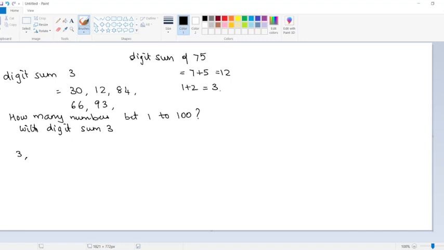Would someone like to share some numbers which have digit sum as 3? If we take 11, it will be 1 plus 1. So the digit sum of 11. No, total count, I guess. Count is 11 from 1 to 100. So 11 is not such a big number. Can we list out all the numbers?